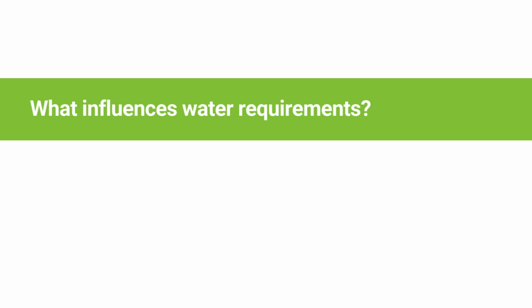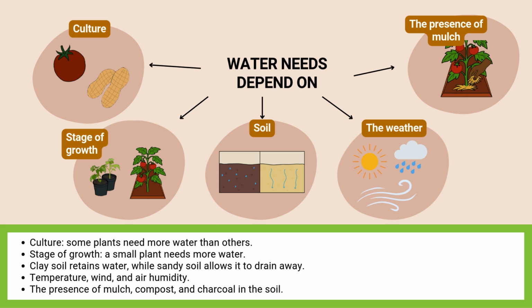What influences water requirements? Water needs depend on culture. Some plants need more water than others. Stage of growth. A small plant needs more water. Clay soil retains water while sandy soil allows it to drain away. Temperature, wind, and air humidity. The presence of mulch, compost, and charcoal in the soil.